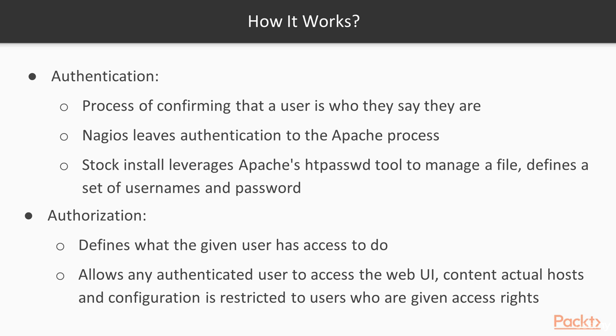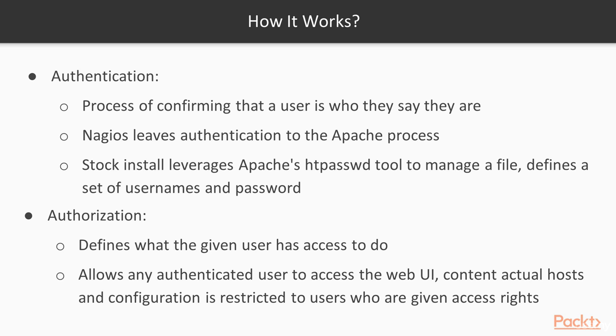There are two pieces to this configuration. Authentication. This just refers to the process of confirming that a user is who they say they are. Nagios leaves authentication to the Apache process. The stock install leverages Apache's htpasswd tool to manage a file, which defines a set of usernames and passwords. You can instead choose to tie Apache into another authentication source like Active Directory, LDAP, or just use system authentication like the one we did in the WebDAV example.